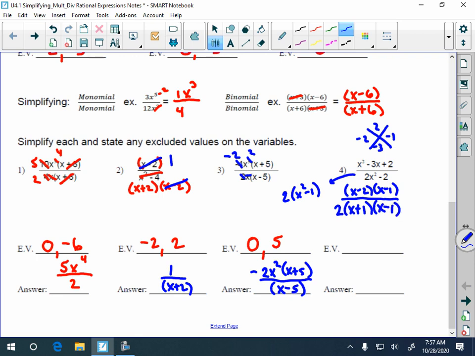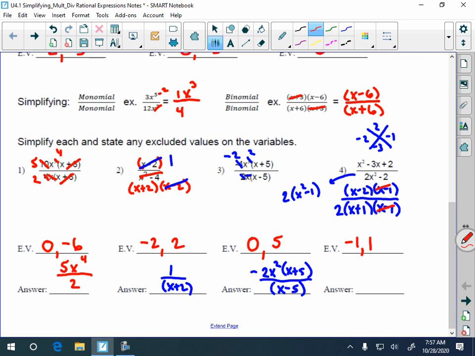Now we want to get our excluded values. So on the bottom, that 2, since there's no x with it, there's no variable, we can ignore that. The x plus 1, we can set that equal to 0 and solve it. We're going to get negative 1. And then the x minus 1, set that equal to 0 and solve it. Get positive 1. Now we can go ahead and cancel. So I have an x minus 1 on top, and I can see there's another one at the bottom. They're exactly the same. And that looks like it.